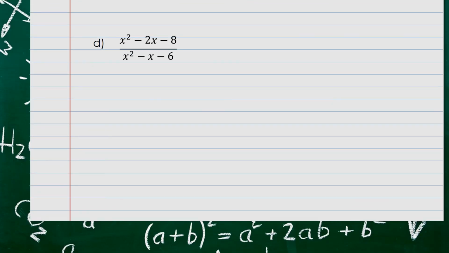Example D, x squared minus 2x minus 8 all over x squared minus x minus 6. This is your try it problem.